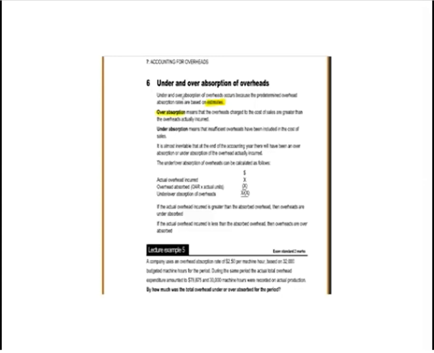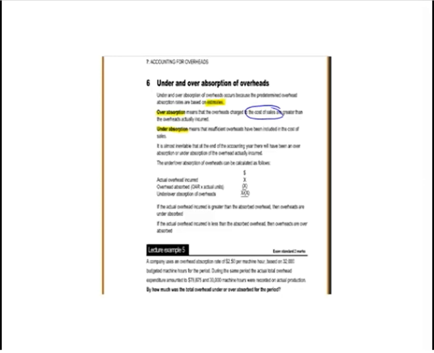If we've over-absorbed our overheads, it means that the overheads that we've charged to cost of sales, so in other words, those based on that predetermined overhead absorption rate, are greater than the overheads actually incurred. So therefore we've charged too much. We've over-absorbed within cost of sales. If there's an under-absorption of our overheads, it means that insufficient overheads have been charged to cost of sales. So in other words, our actual overheads incurred are higher, but we haven't charged enough to cost of sales.